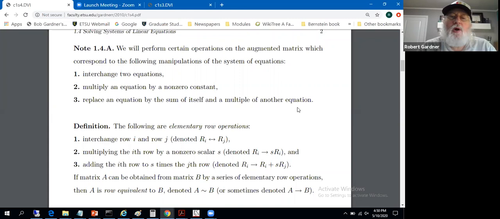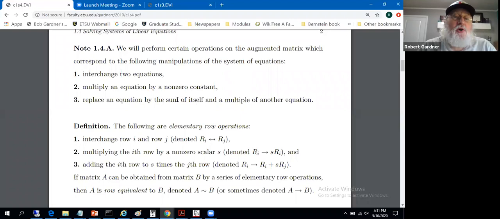So I'm going to take one of the other equations down here, one of the other rows, multiply it by something. Let's call that something S again for scalar. And add to both sides up here in a conversation about equations, or simply add rows down here in a conversation about augmented matrices. So taking an equation and adding a multiple of another equation to it is equivalent to adding the ith row to S times the jth row, taking the ith row and replacing it with what it was plus S times row R sub J. So these three row operations correspond to these three manipulations of the system of equations.